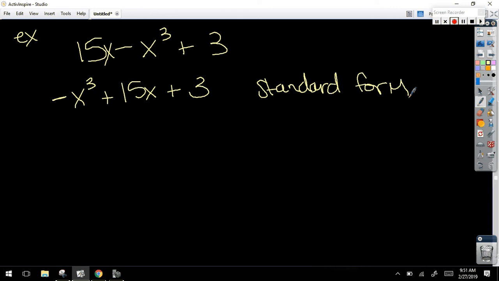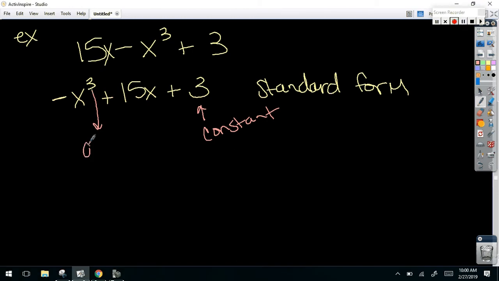Now, looking at it, what is the constant? It's a number without a variable. That's exactly right. What is the degree of this polynomial? The 3. Y'all said the degree was 3. That's correct.